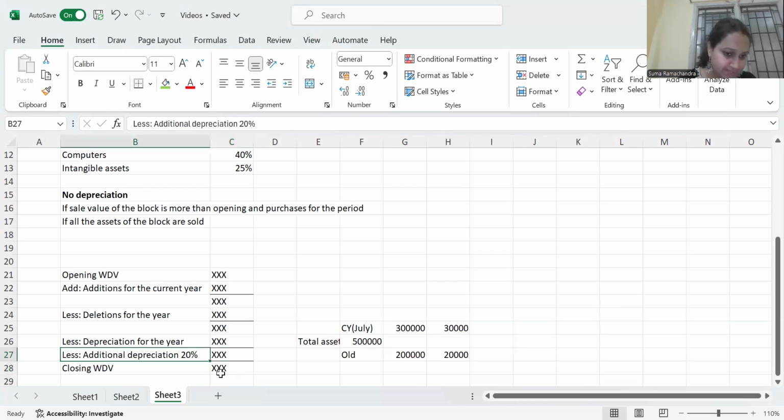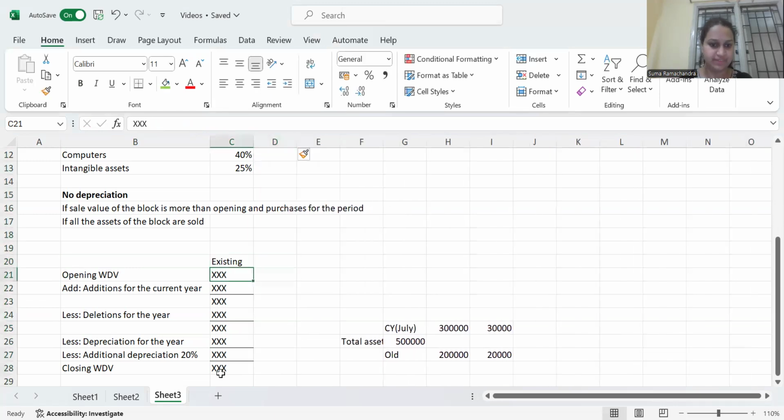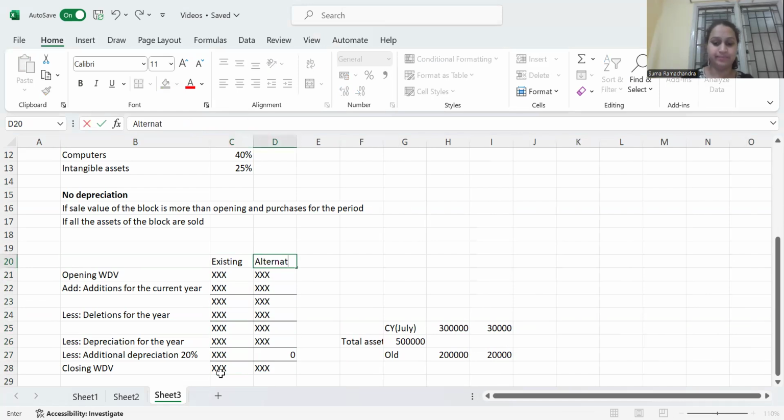Now, this 20% will be the whole year's depreciation. If this asset was purchased after September 30th, this rate of depreciation will become 10%. Other than that, nothing else is going to change. Now, this is what you do in the existing scheme. Now, if it is the alternative tax regime, what will happen? Everything else is going to be the same, except for this additional depreciation. This will always be 0. Other than that, everything else is the same.